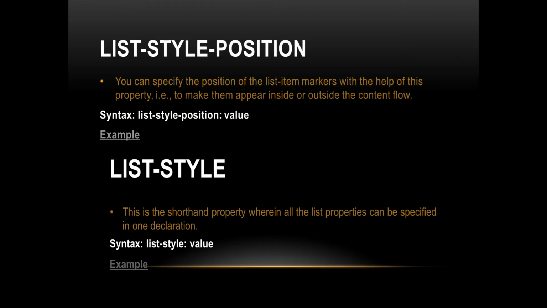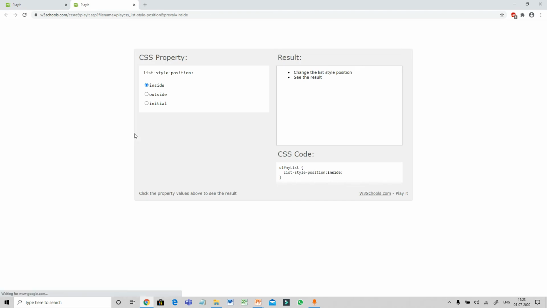Next is list-style-position. So you can specify the position of the list item marker with the help of this property, that is to make them appear inside or outside the content flow. So the syntax is list-style-position value. Now let's take an example for this. So you can see here it is inside. Let me show you outside.